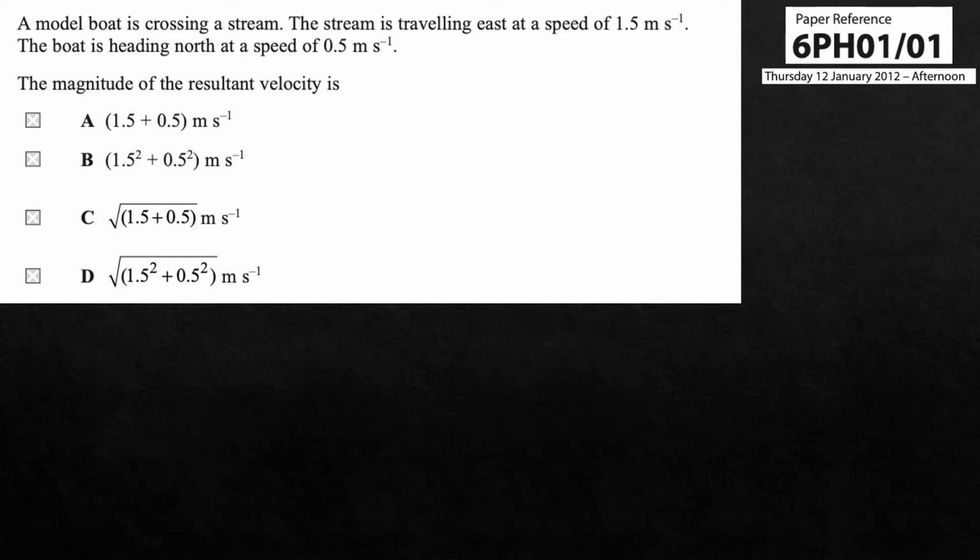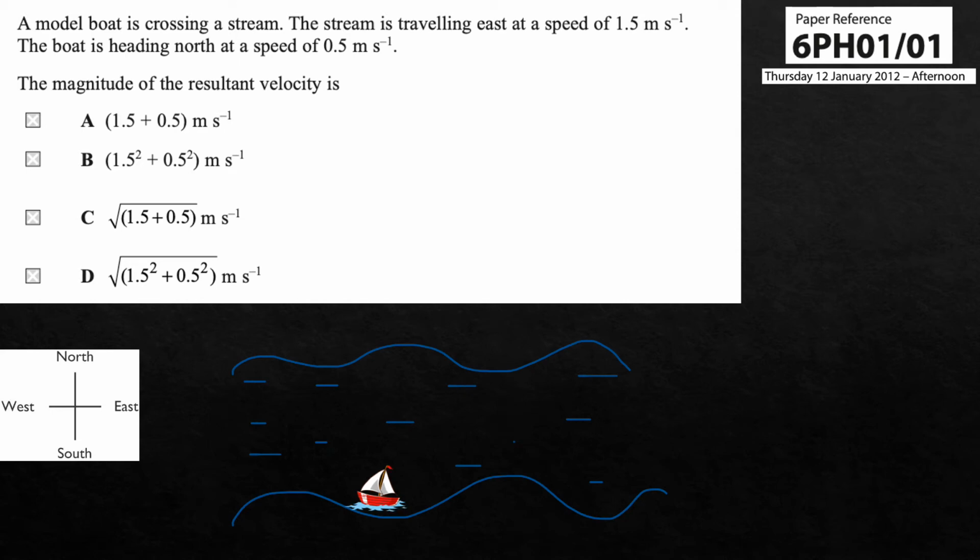It is probably a good idea to start off by sketching the four directions, north, east, south, west, and the streamline with the boat indicating the vectors. The boat will experience 1.5 meters per second to east because the stream is flowing to east, and since the boat is traveling to north, it will have 0.5 meters per second to north. Now let's draw a vector diagram for this. 1.5 meters per second to east and 0.5 meters per second to north.